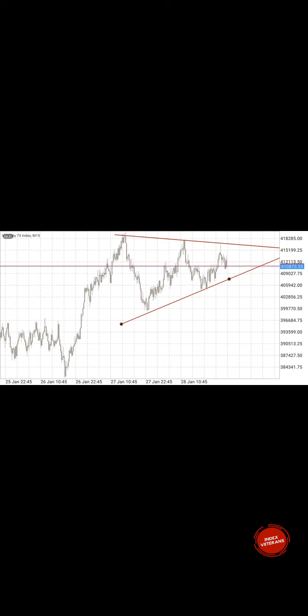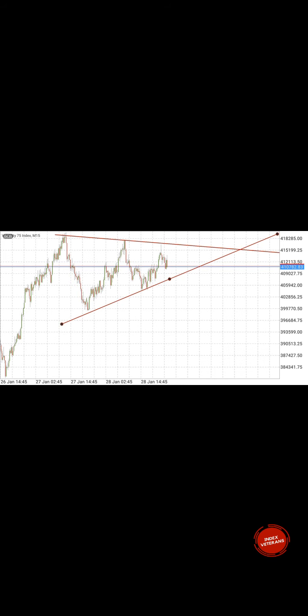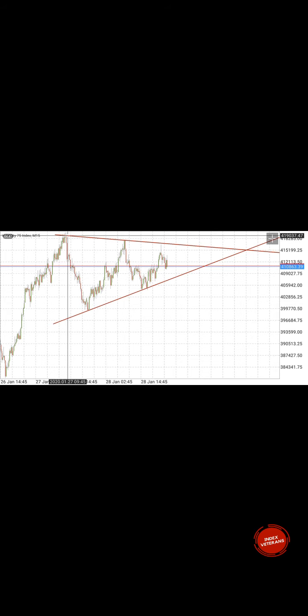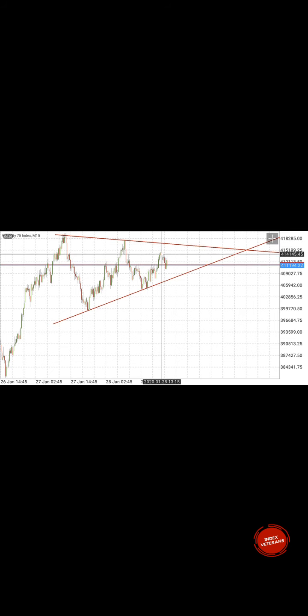So that's it. I wanted to clarify this because some asked me, do I place on the wicks or do I place on the body? On the body, guys, you have to place on the body. So as you can see here, this trend line was tested here with the body, and also with the wick here.